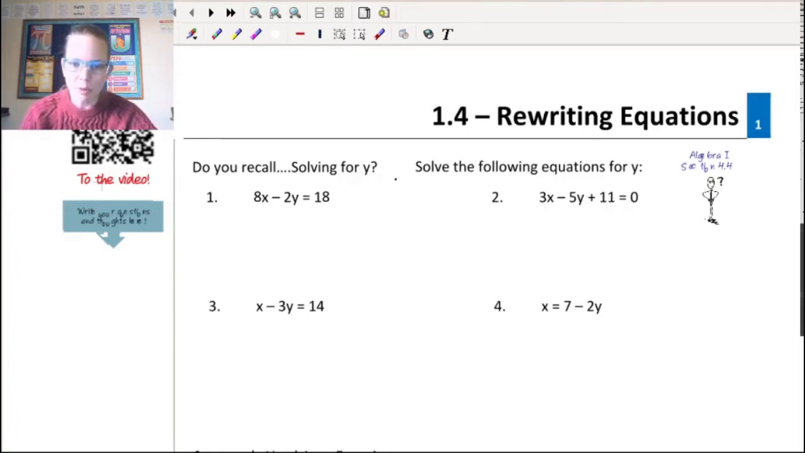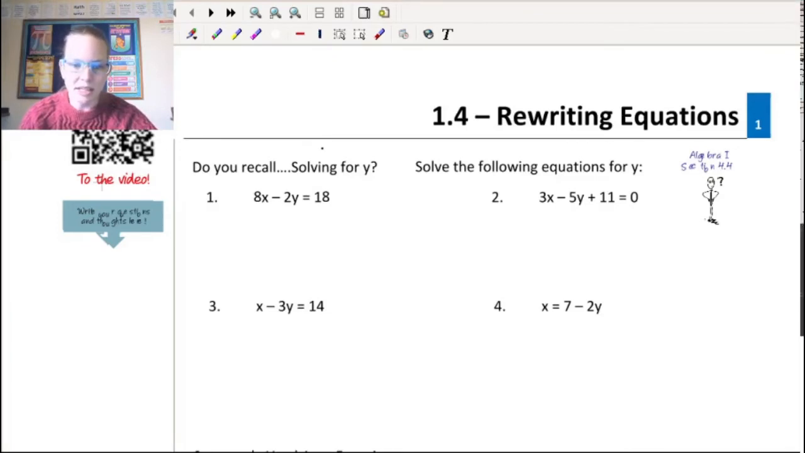So, do you remember solving for y? Taking equations, solving them for y? We use this a lot when we're graphing, especially linear equations. We also use this for our substitution method of solving systems of equations, and hopefully it's not too big of a stretch for you to remember this.